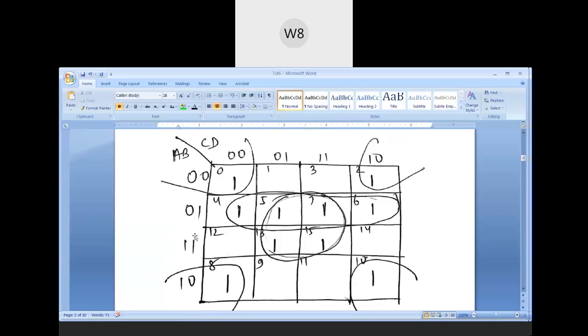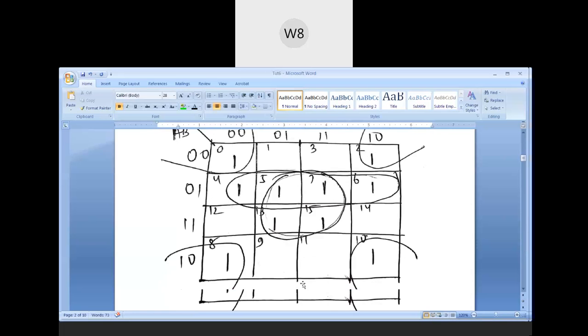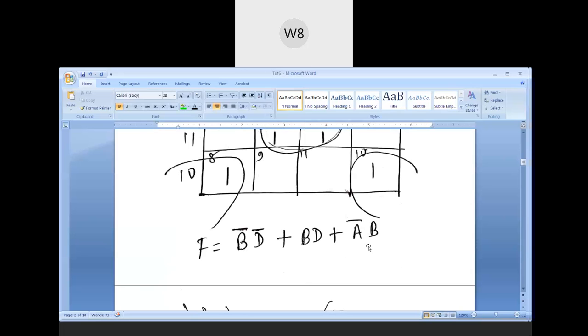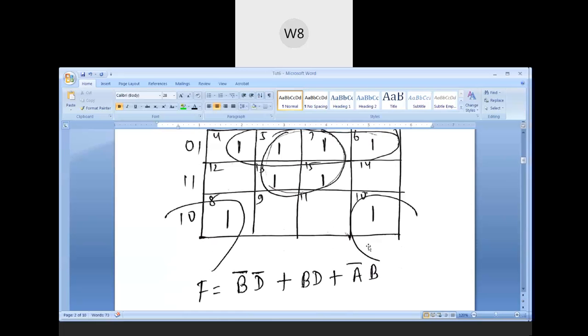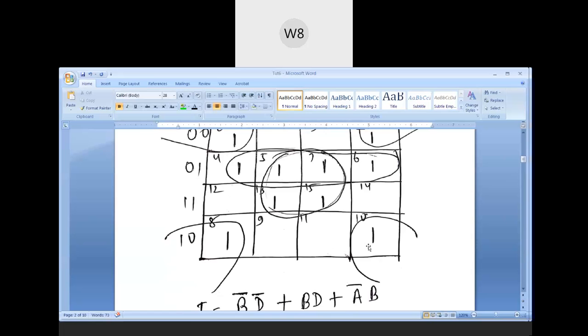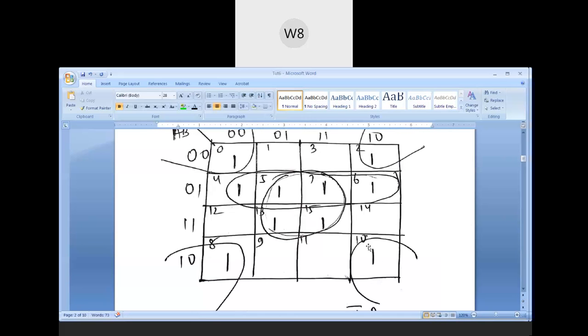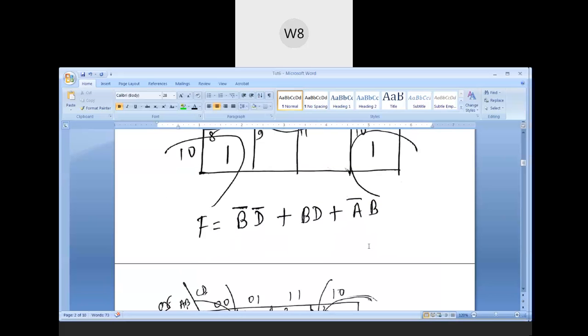No, B bar and D bar. So these are the 3 terms that we get after simplifying or minimizing. But sometimes it is possible to have multiple solutions depending upon how you combine the various cells containing 1.